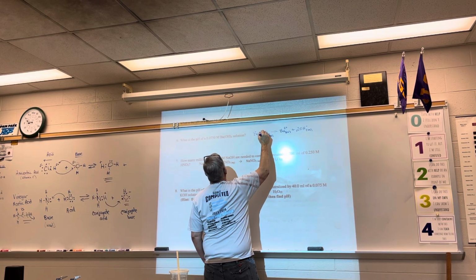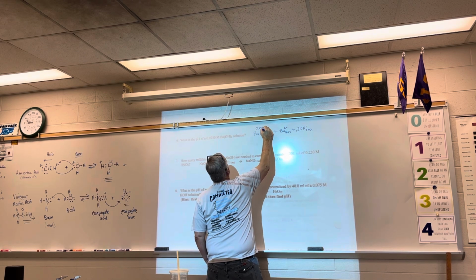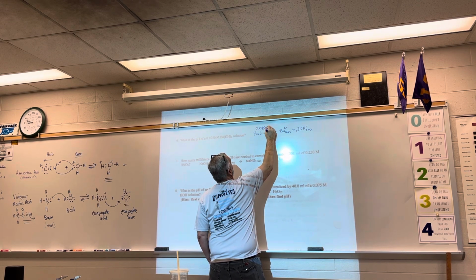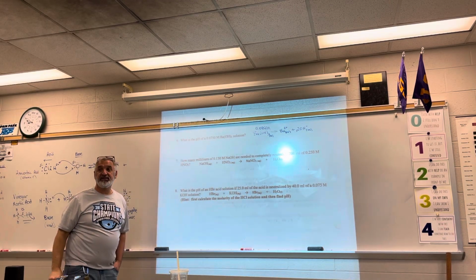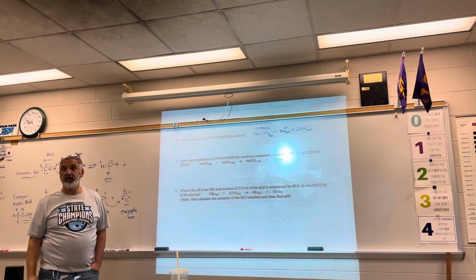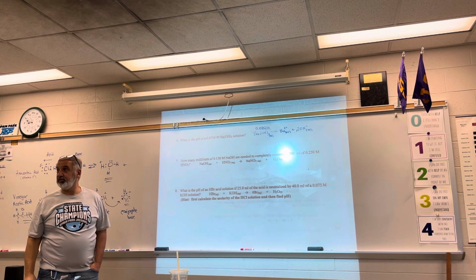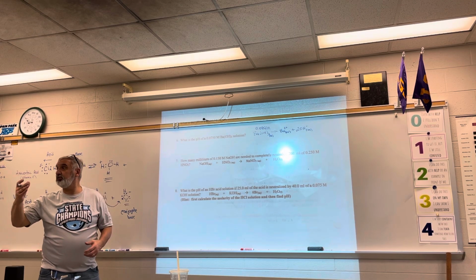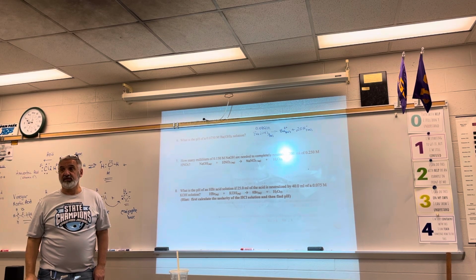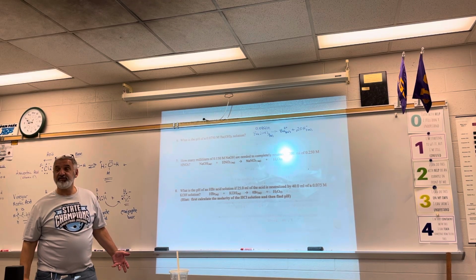So if I have 0.075 molar, what's my OH minus concentration going to be? Multiply by 2, because for every one Ba(OH)2 that you put in, you're going to get 2 OH minuses. So you just multiply that by 2 and it's going to come out to 0.150.